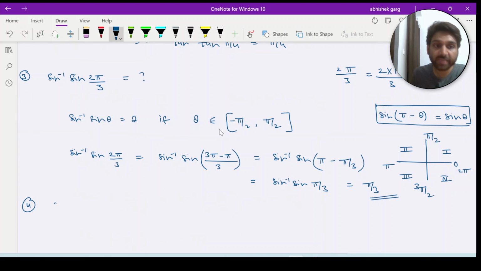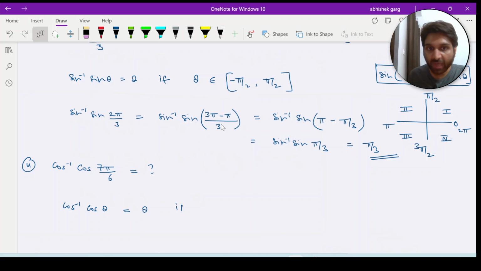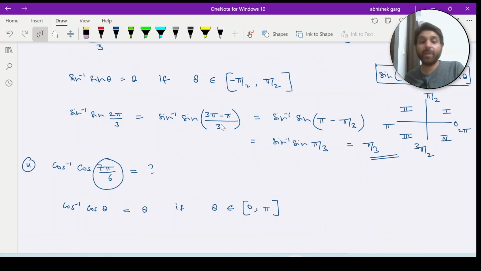Let us say the question is cos inverse cos 7 pi by 6 is equal to question mark. What is the value of cos inverse cos 7 pi by 6? So what is the property? The property is cos inverse cos theta is equal to theta if and only if theta lies in the range. What is the range? The range is 0 to pi. But does this angle lie between 0 and pi?